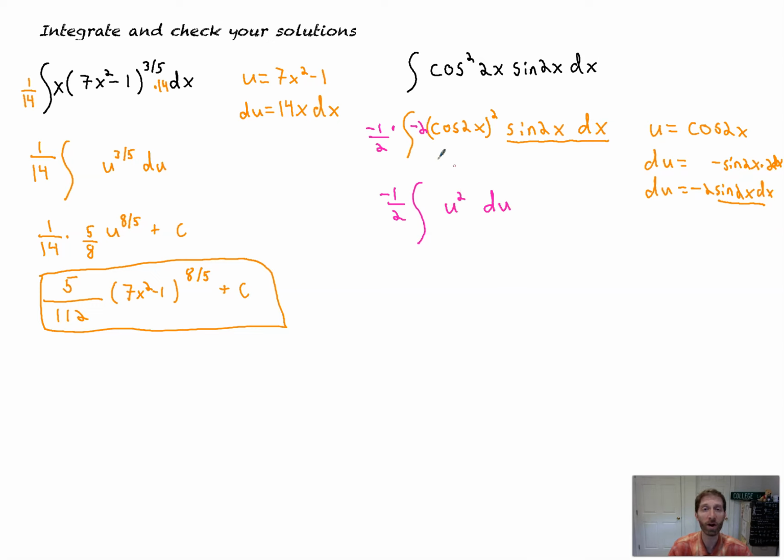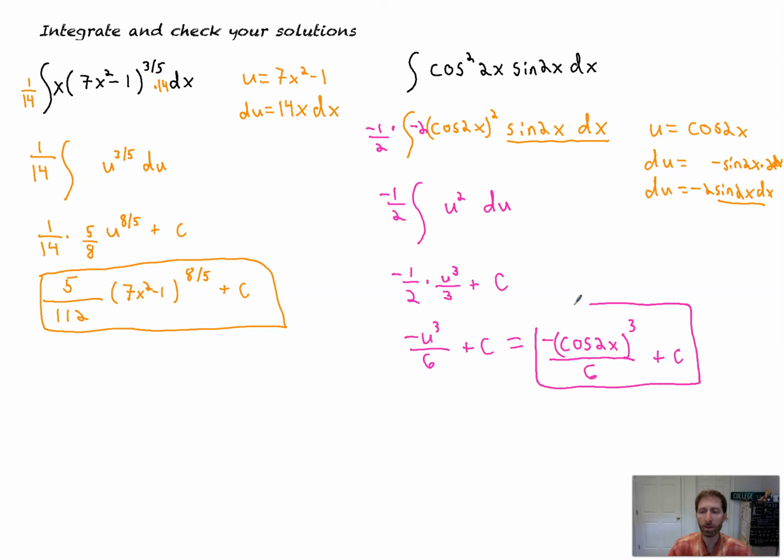Don't forget about the squared. And now the integral feels good. Negative 1/2. The integral of u squared is u cubed over 3 plus c. From there we multiply up, you'll get minus u cubed over 6 plus c. And that, once we substitute back in for u, is cosine of 2x with the minus on the outside. Cosine of 2x, and I'll put all of that cubed. You could have put the 3 here as well. All over 6 plus c.